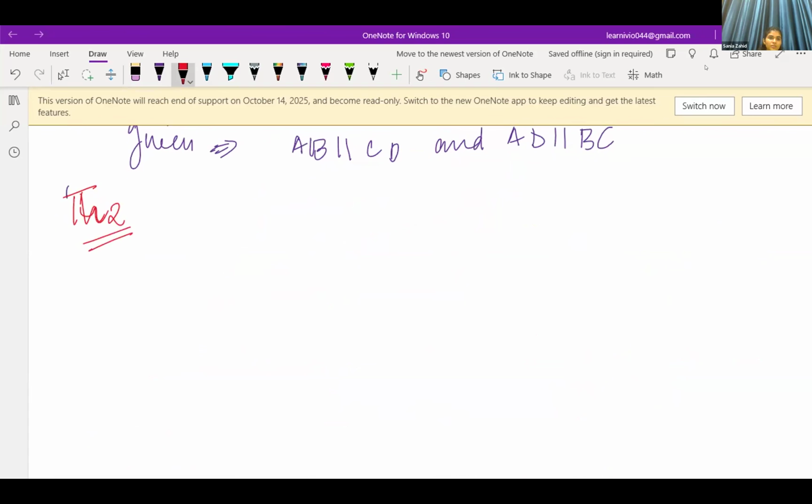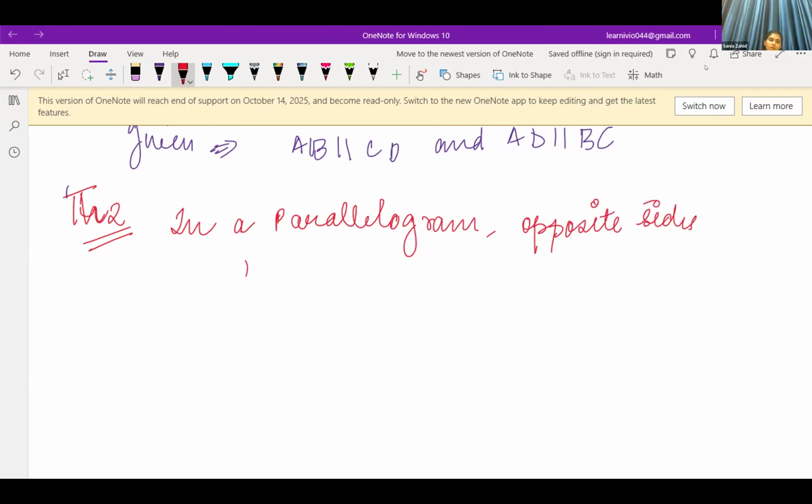The next theorem is now: in a parallelogram, opposite sides are equal. Now children, you have to prove that in a parallelogram opposite sides are equal.